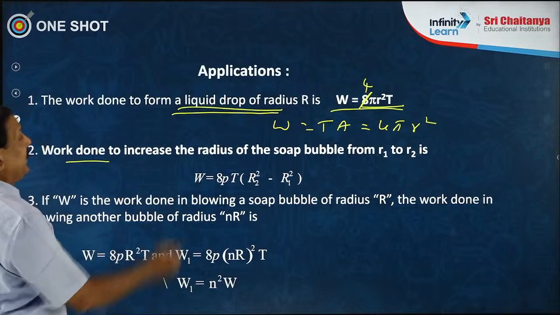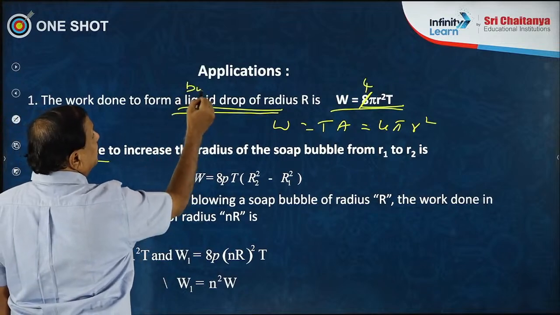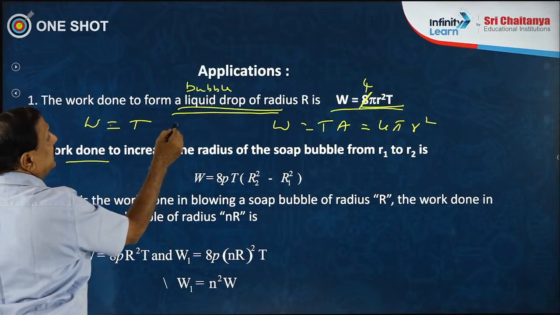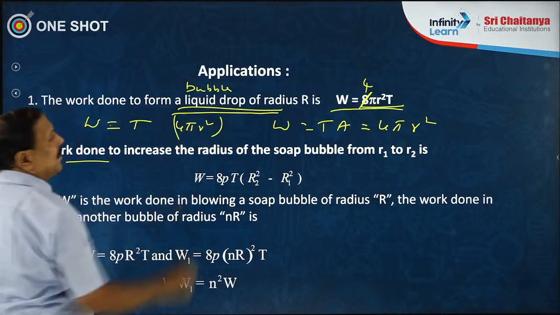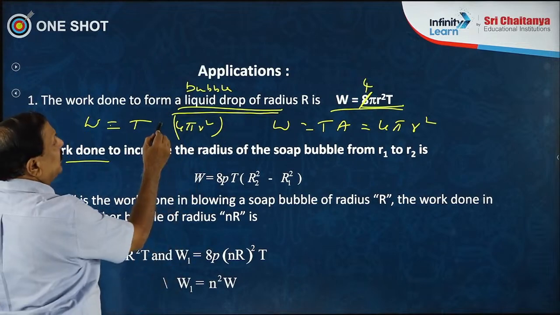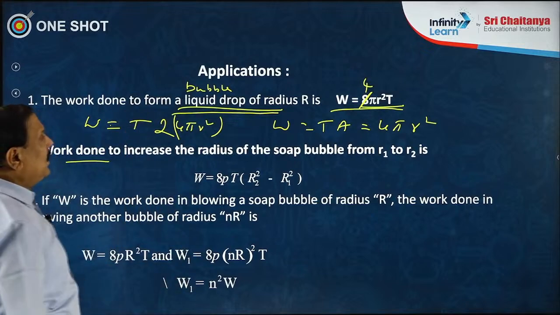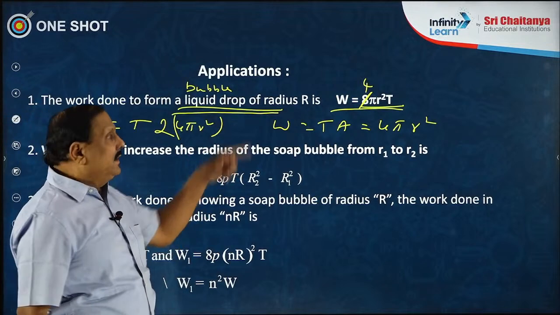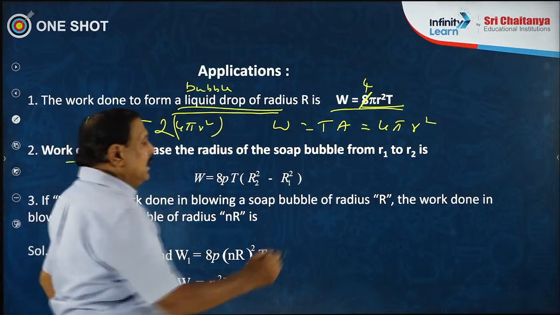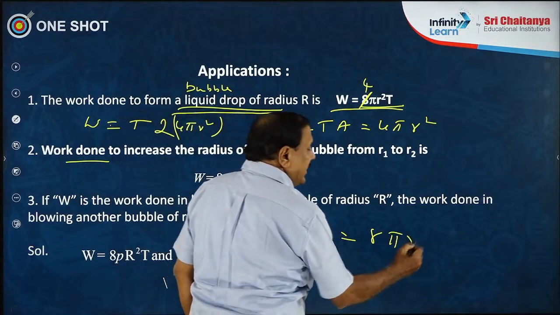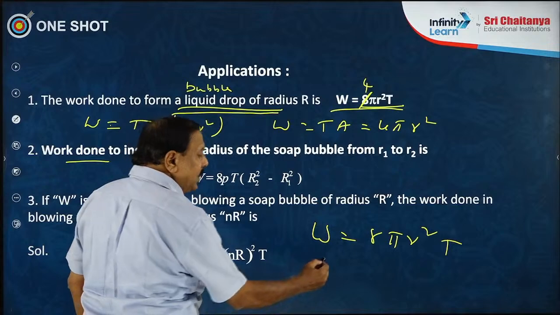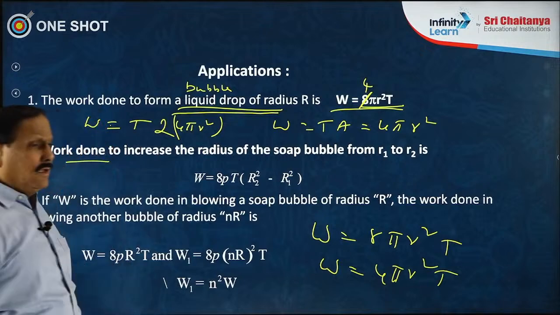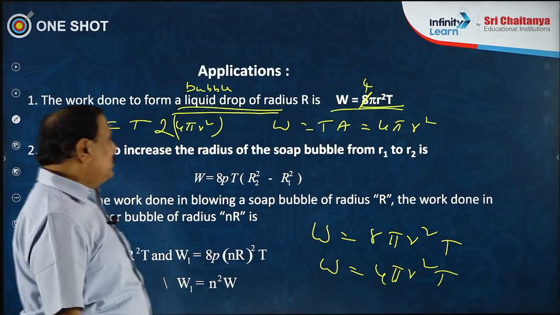But in the case of a bubble, instead of a liquid drop, it becomes W = T into A, where A is 4 pi r square surface area, and because the bubble has two surfaces, as I told earlier, here 2 will come. So totally W is equal to 8 pi r square T. Again observe the correction here: in the case of a soap bubble, W is equal to 8 pi r square T. In the case of a drop, it is only 4 pi r square T, because a drop has one surface, a bubble has two surfaces.